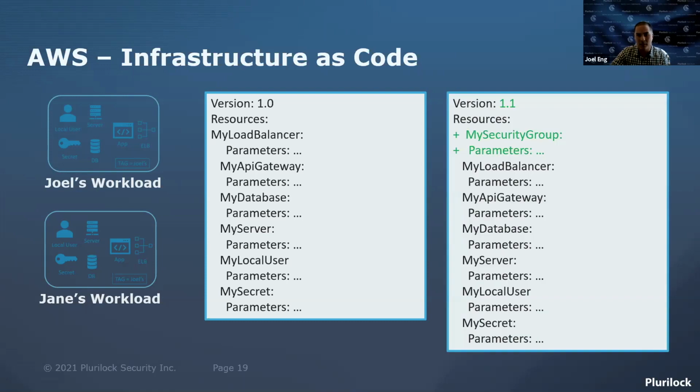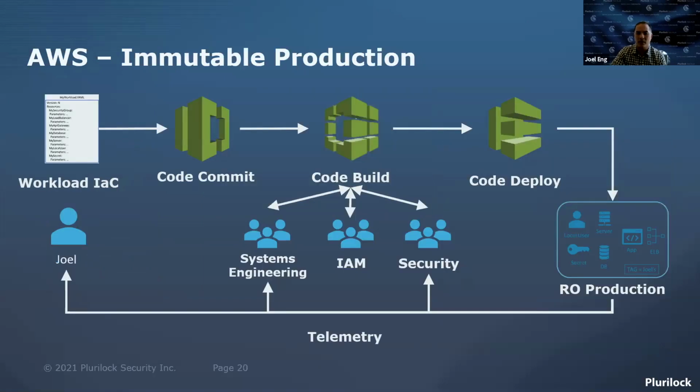This also gives us the ability to do something coders have been doing for over a decade now, which is revision control. So you can actually definitively see what changes this person made to this workload when they do it. And you can actually see it before they make the changes, because you have to make the changes to the code first. So to put this all together, you have something called immutable production.